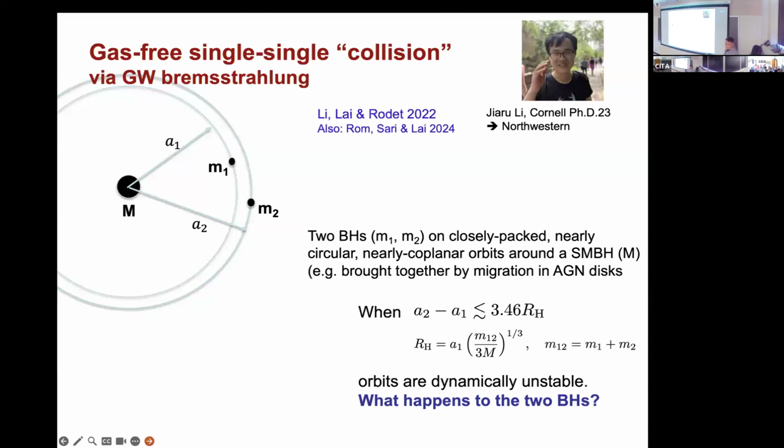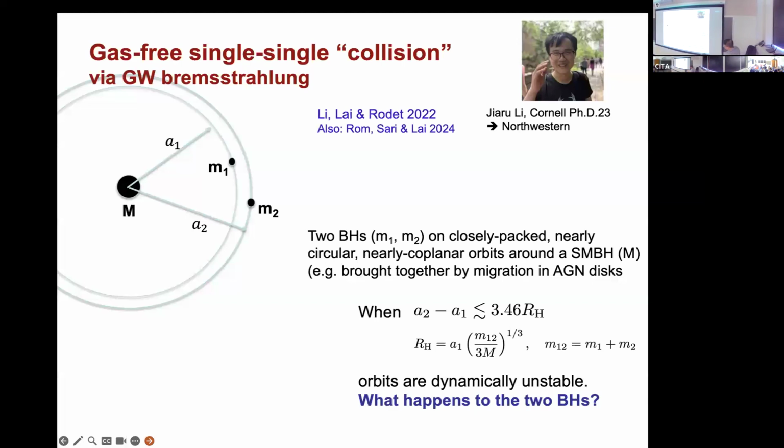You may imagine this kind of configuration is brought together by migration. In the AGN disk they migrate, and there's a migration trap, or they catch up with each other. And then the gas does not last very long, it is gone, or the gas is sufficiently small that it does not play an important role. So that's the configuration we're dealing with.